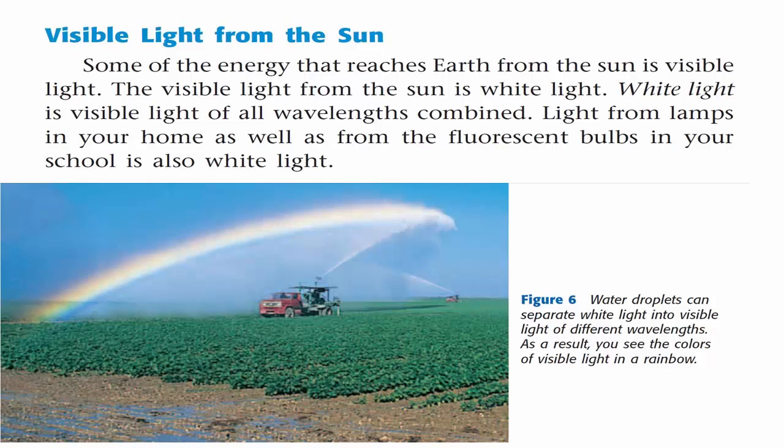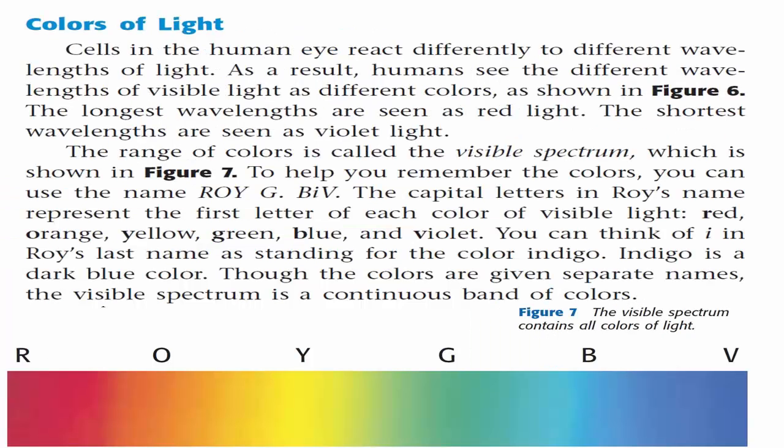Visible light from the sun. Some of the energy that reaches Earth from the sun is visible light. The visible light from the sun is white light. White light is visible light of all wavelengths combined. Light from lamps in your home, as well as from the fluorescent bulbs in your school, is also white light.